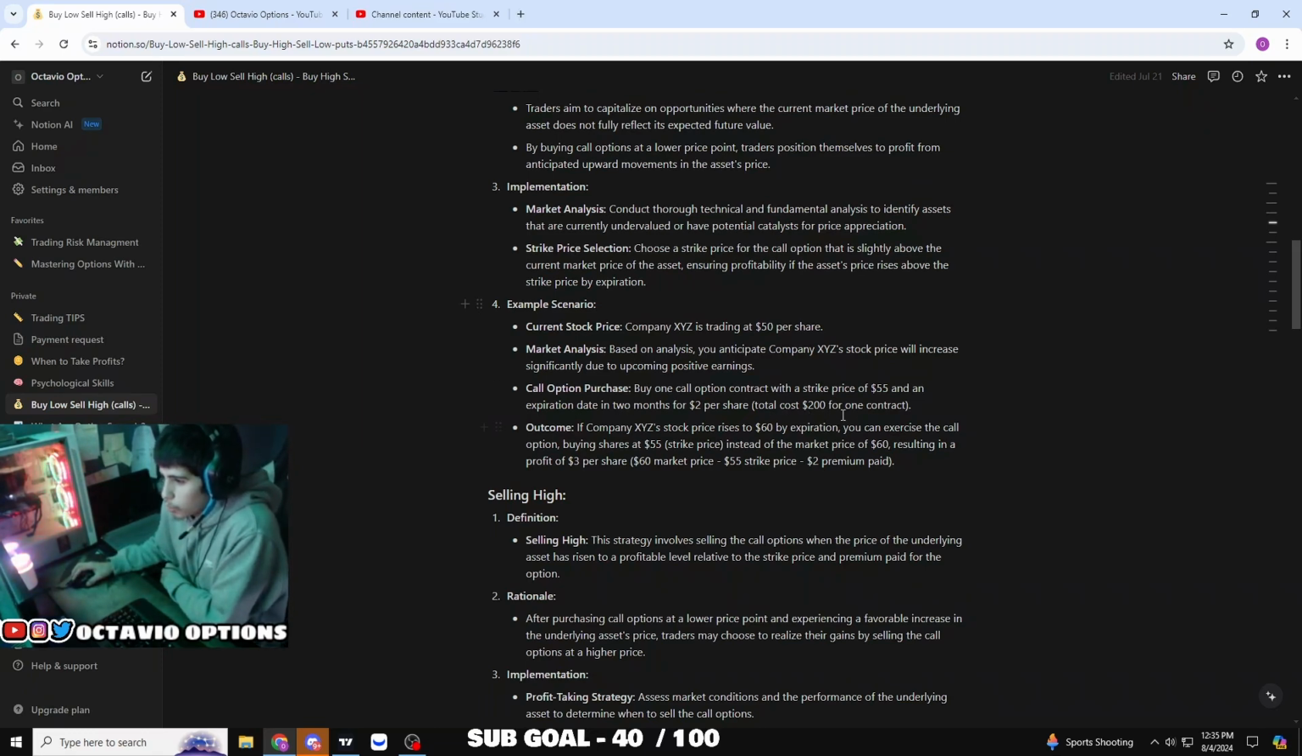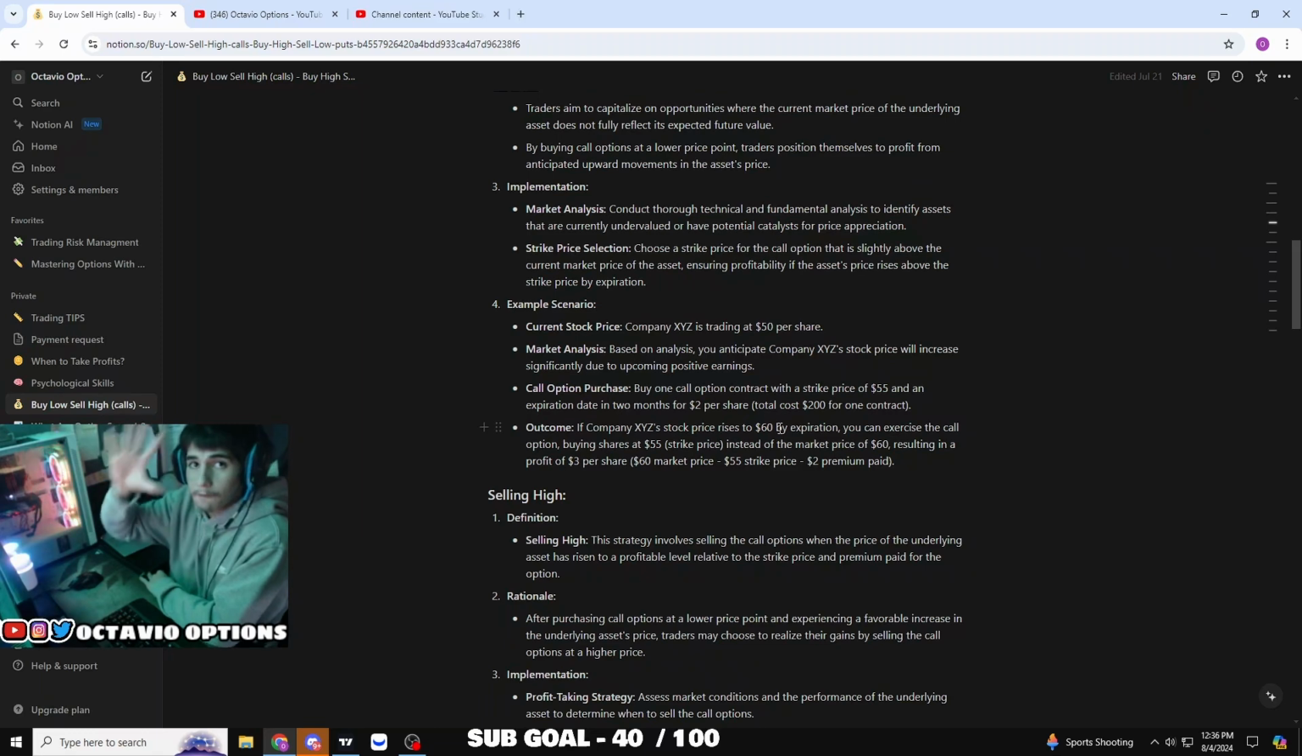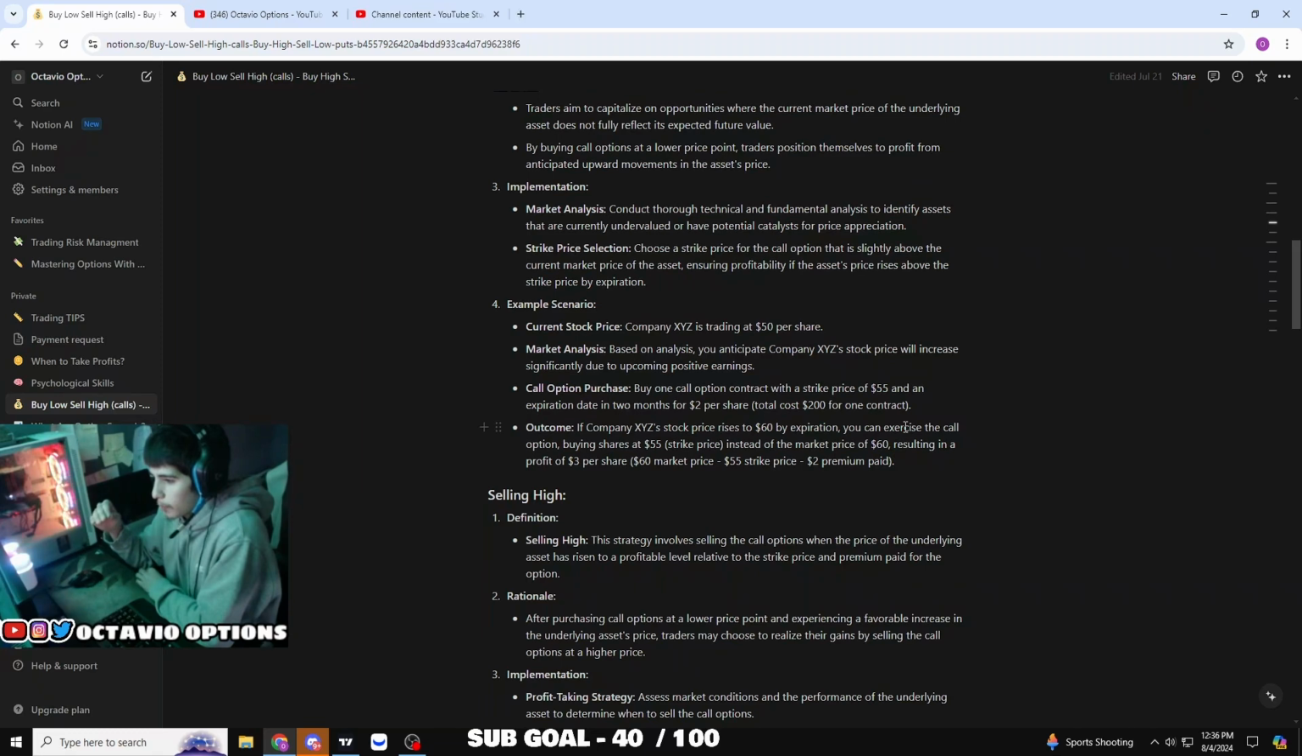So your total cost is $200 for one contract, exactly. Outcome: if company X, Y, and Z stock rises to $60, that's $55 to $60. That is a $5 gap that the market went up. By expiration, you can exercise these call options, buying the shares at the 55 strike price instead of the market price of 60. That's resulting in a profit of $3 per share: $60 market price, 55 strike price, $2 premium paid.